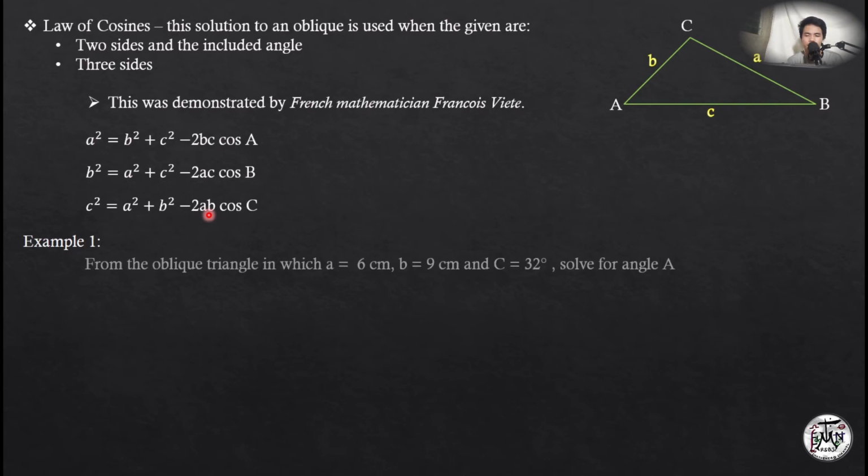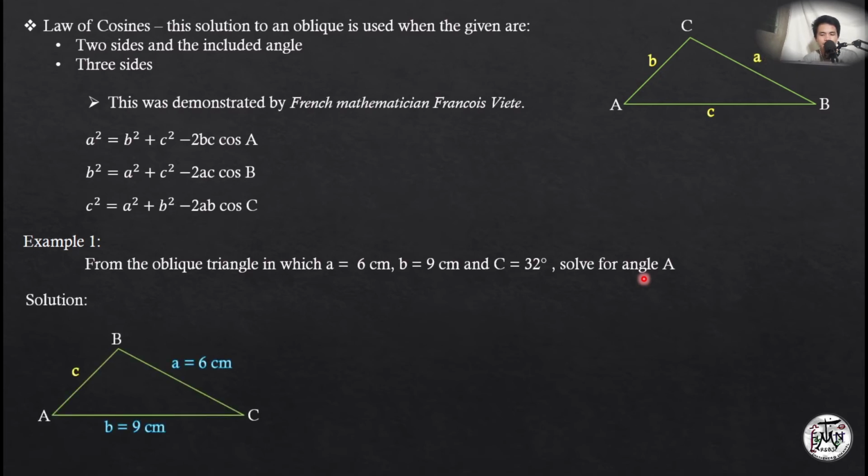Okay? So for example, given an oblique triangle in which a is equal to 6 centimeters, b is equal to 9 centimeters, and C is equal to 32 degrees. Solve for angle A. So first thing to do is we draw a figure, then substitute the given. So this is the triangle. We drew a triangle. So substitute the given.